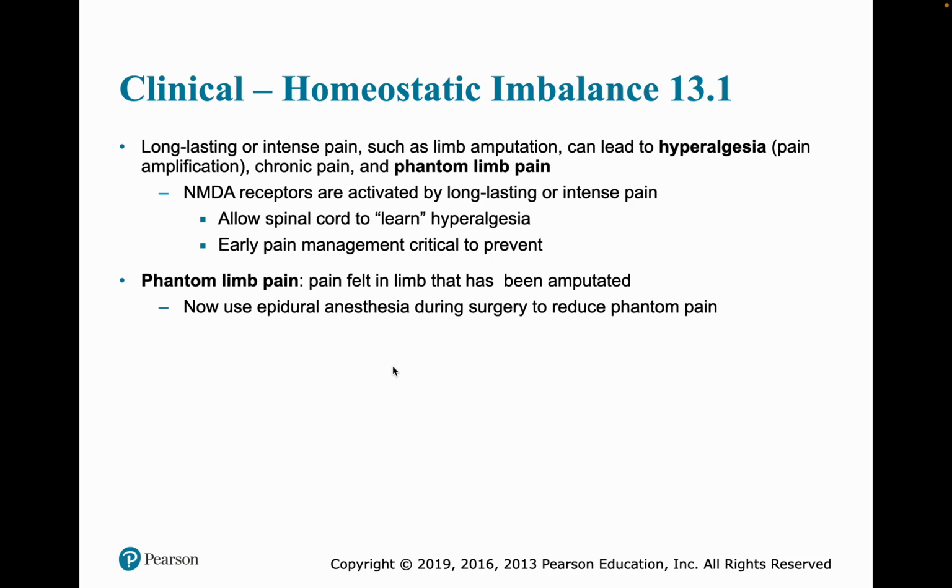So long-lasting or intense pain, such as limb amputation, can lead to hyperalgesia, which is pain amplification, chronic pain, and phantom limb pain. NMDA receptors are activated by long-lasting or intense pain. The spinal cord can also learn hyperalgesia, and early pain management could be critical to preventing that. Phantom limb pain is when pain is felt in a limb that's been amputated. And now we use epidural anesthesia during surgery to reduce phantom pain.